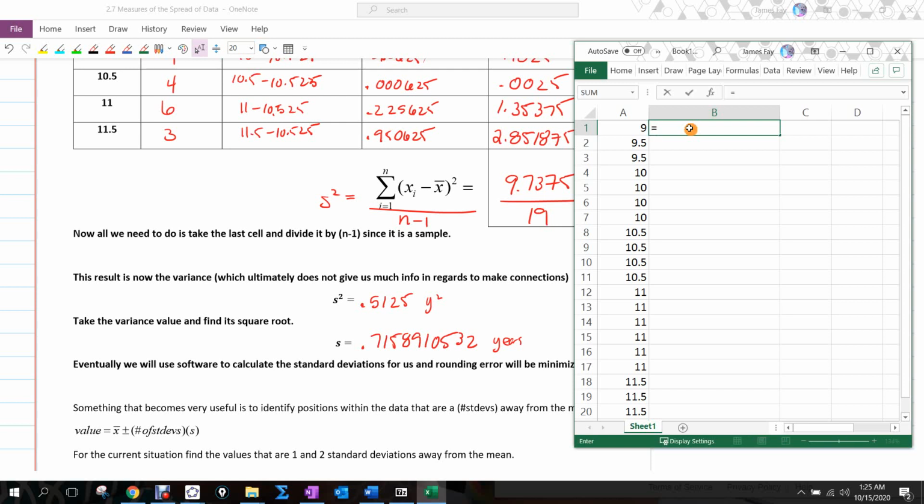Because now I can hit equals, I can hit STDEV, and you see that it gives me several options here. STDEV.P, standard deviation for a population, is for when you know that the data you have is for a population, but here I'm using a sample. So I'm going to go .S.